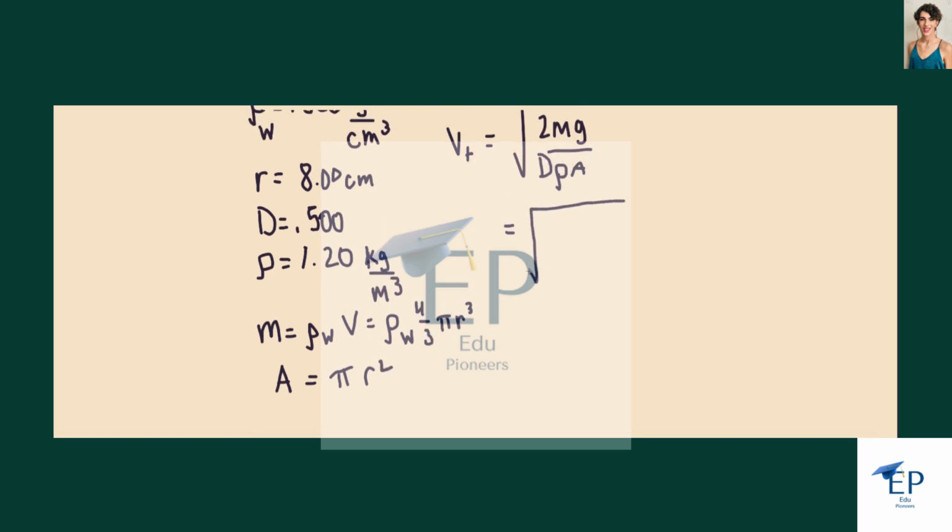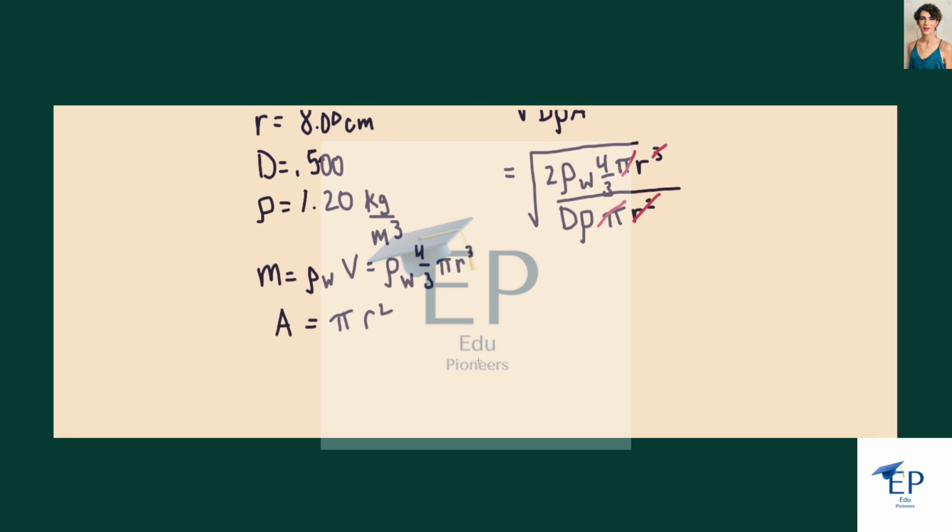So let's sub these in. We have the square root of 2 rho wood times 4/3 pi r cubed, divided by D rho A times pi r squared. We got a little cancellation there. We can say goodbye to this pi, and goodbye to an r squared, and that becomes r. And then we have 8/3 on the top. So I'm going to go ahead and plug this into a calculator.